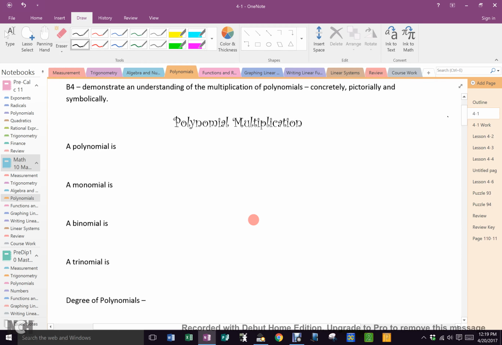Okay, so polynomial multiplication. Before we go on, I remind you that you already know what a polynomial is. You did these in the 9th grade. Most of you will have done everything we've done for the next couple of days. It won't be new to you, so we're going to go through it pretty quickly.